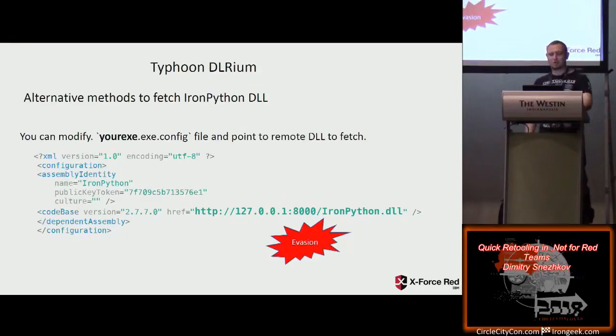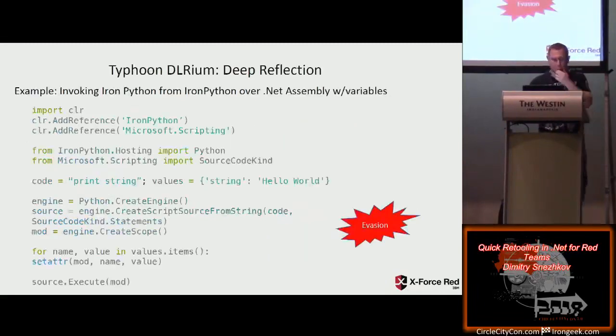Another thing is that you can instrument your executable.config to say, okay, I have a dependency on my code, my C# code or whatever. And here's where ironPython resides. It's on the network somewhere. As you execute, as you bootstrap, bring it in. Okay, that's the third way of doing it.